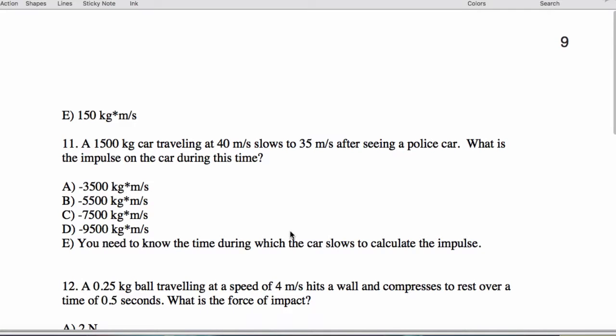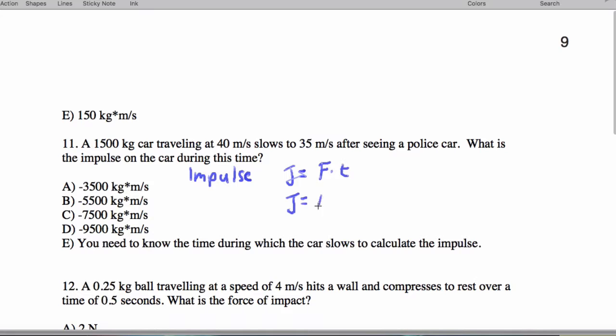All right, so we have a car traveling and it slows down, and we want the impulse. So one thing we need to remember is that, yes, impulse J equals force times time. That's absolutely true. But it also equals the change in momentum.